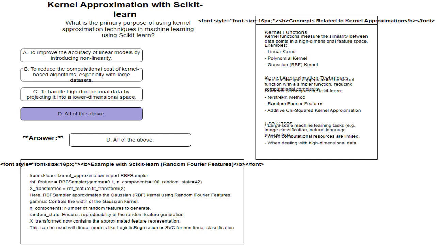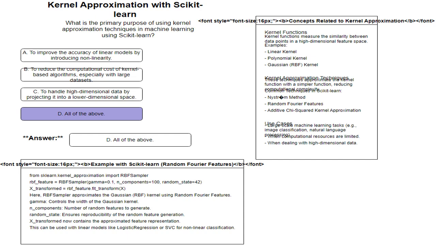Let's consider the linear kernel k(x1, x2) = x1ᵀx2, given two data points x1 = (1, 2) and x2 = (3, 4). The linear kernel calculates their similarity as k(x1, x2) = 1×3 + 2×4 = 11.